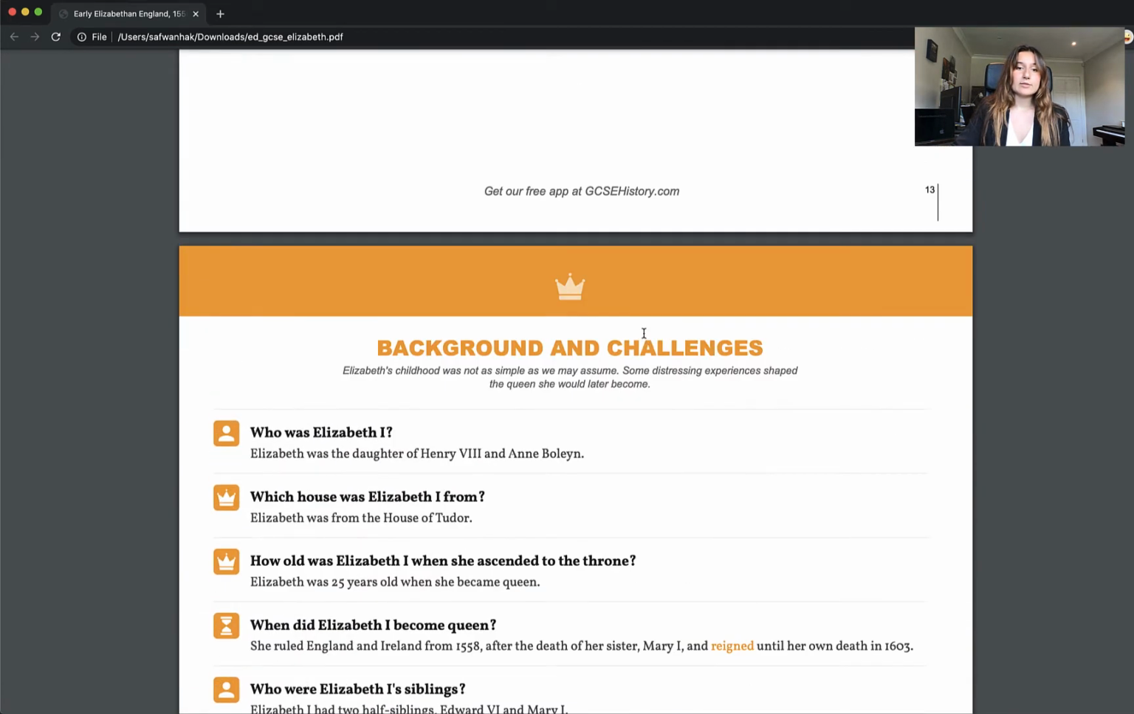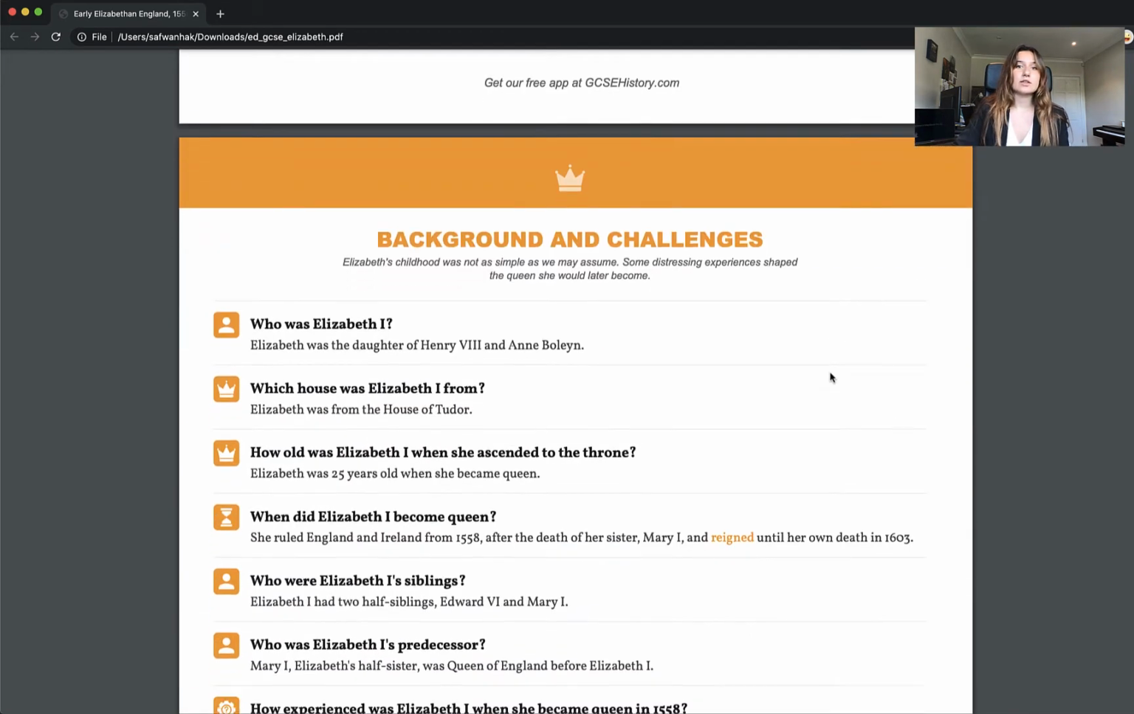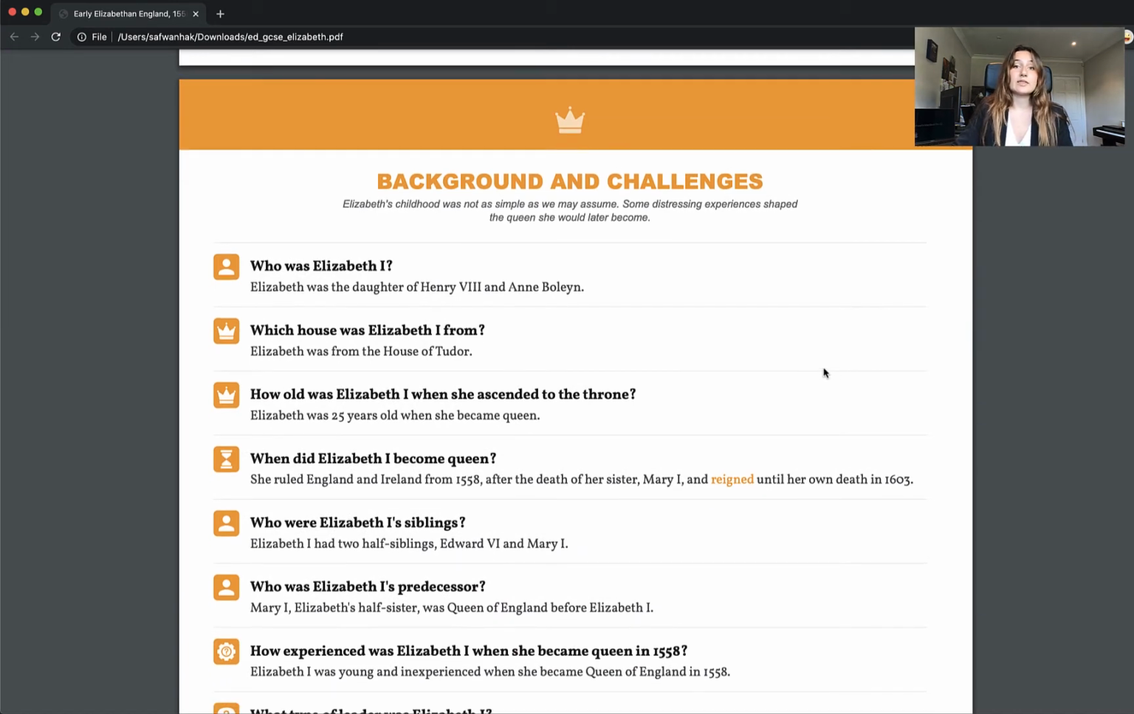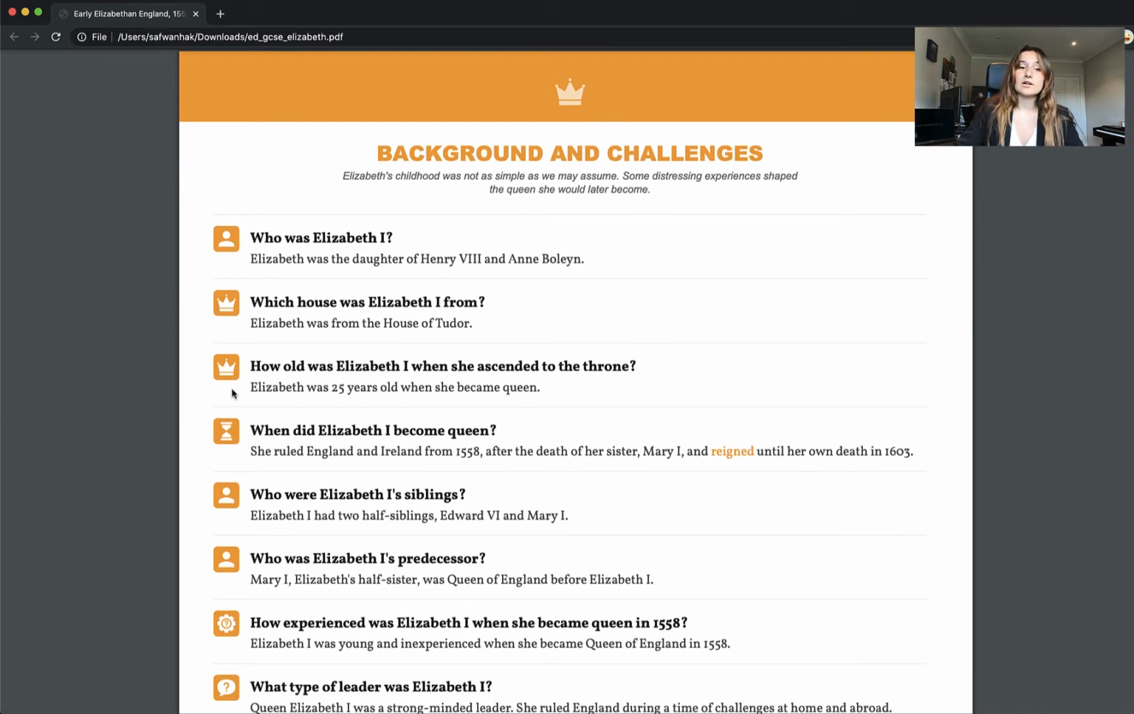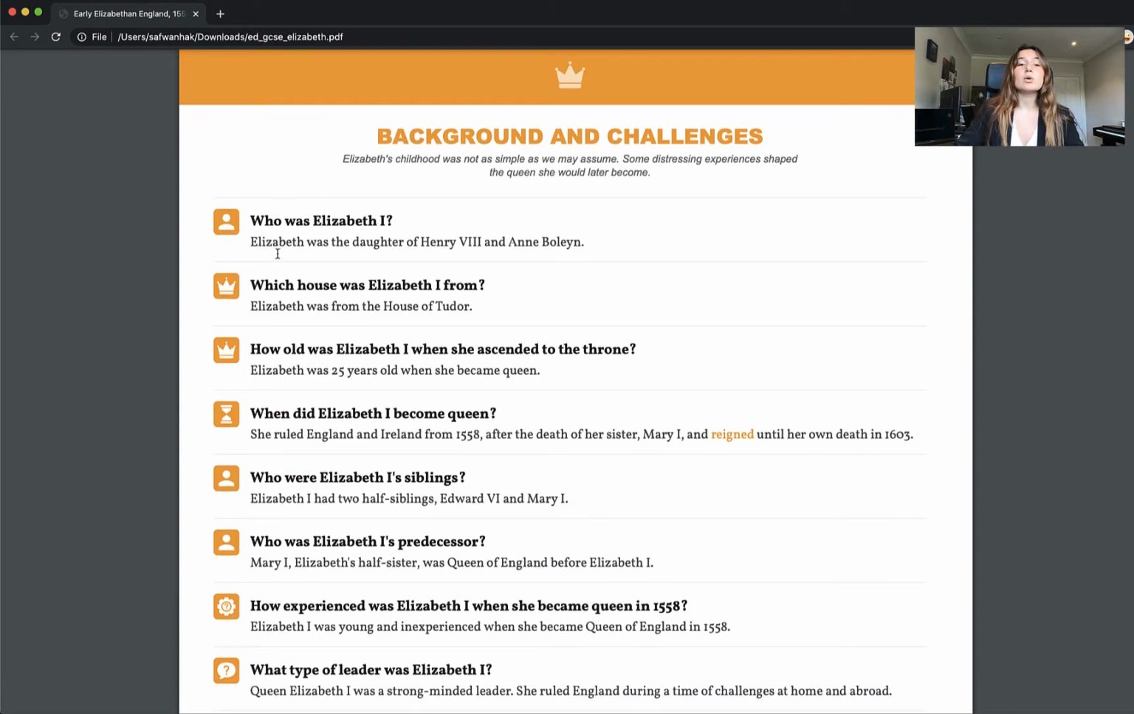If we look at something such as background and challenges, the first thing covered in the Elizabethan book, you'll notice that these icons are there as mentioned previously because of the questions that are being asked, but also all the answers are super concise and it's all you need to know without all the extra waffle in between. So for example, who was Elizabeth I? Elizabeth was the daughter of Henry VIII and Anne Boleyn. All you need to know, one sentence, super short and sweet, and you don't need to go looking. You don't need to spend all that extra time looking for a simple answer.